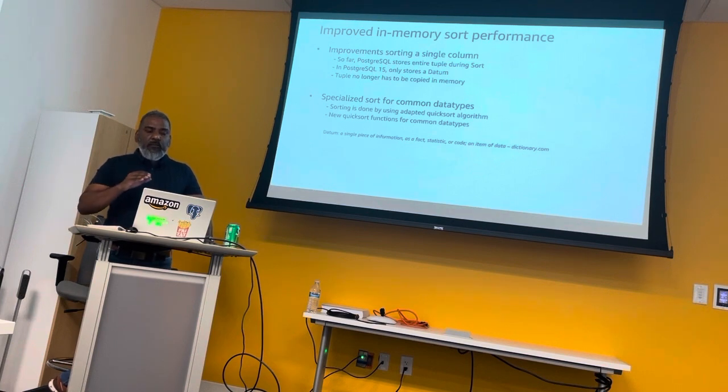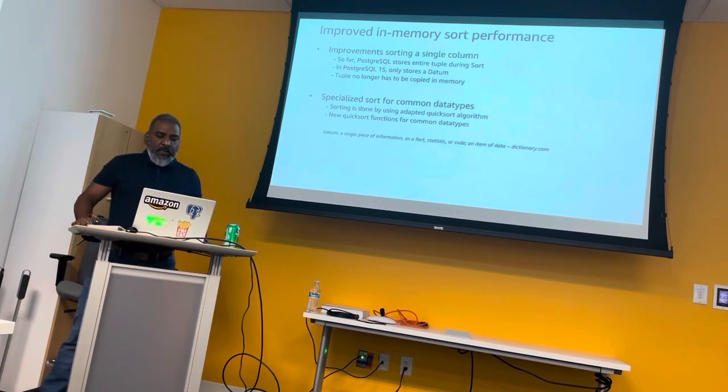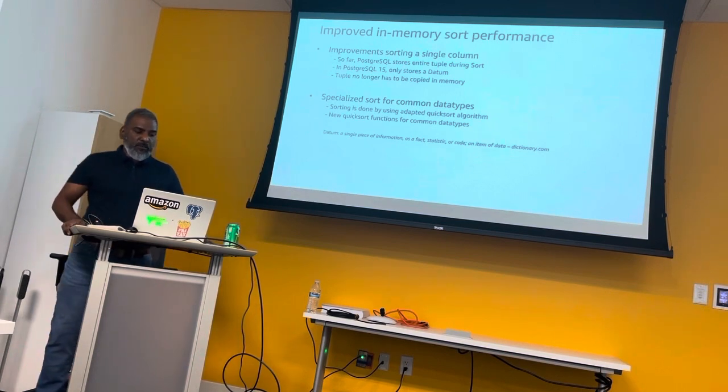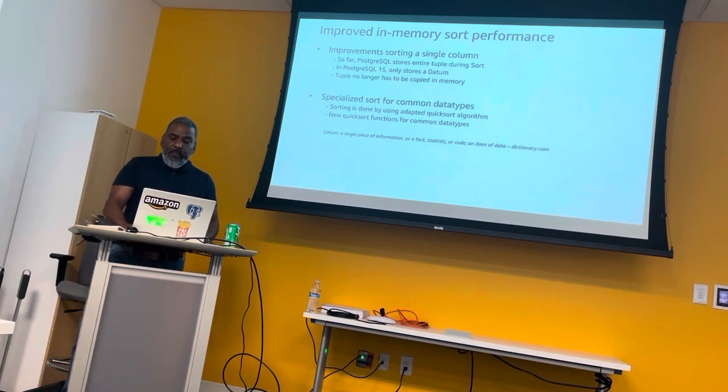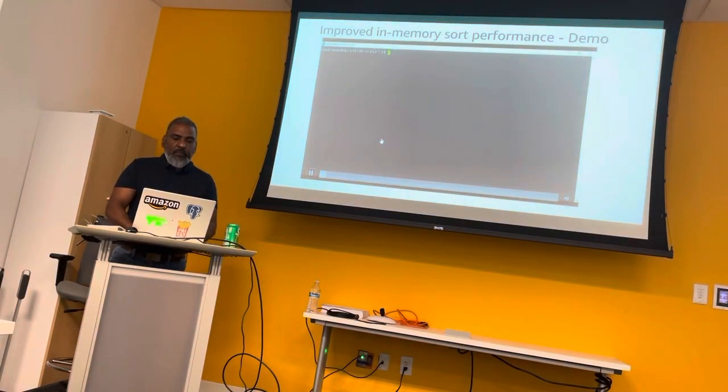You can learn what the common data types are from the release notes, or just go to the source code of PostgreSQL, they might have mentioned it there. I tried to search for what the common data types are. It is not yet mentioned anywhere, but I believe the best way is to go to the release notes and source code. So I have a demo here, and in the demo I will show you that the sorting performance is around 40% better in PostgreSQL 15 compared to 14. So let me show you what I'm trying to do here.